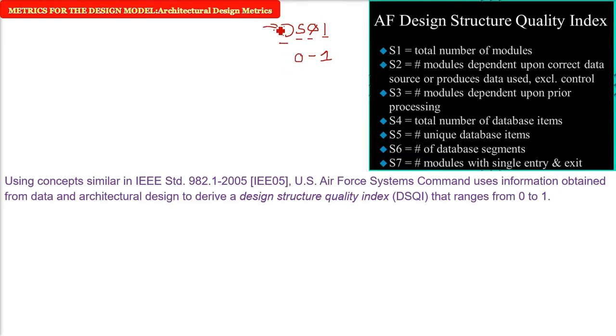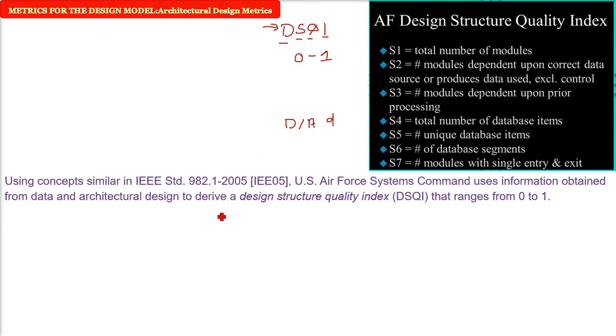This is about the architectural design matrix. This is about design. This is about architecture. So this is a proper matrix which will give us a number. Using concepts similar to those in IEEE Standard 982.1-2005, the United States Air Force Systems Command used information obtained from the data and the architectural design in order to derive this DSQI, Design Structure Quality Index, which varies from 0 to 1.